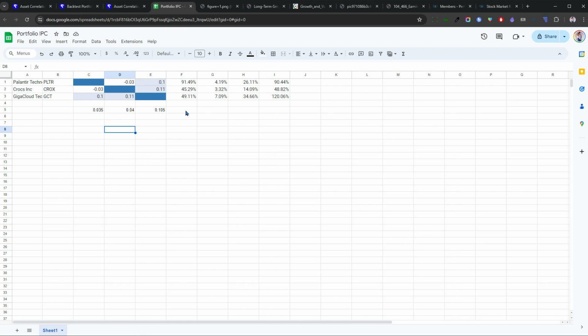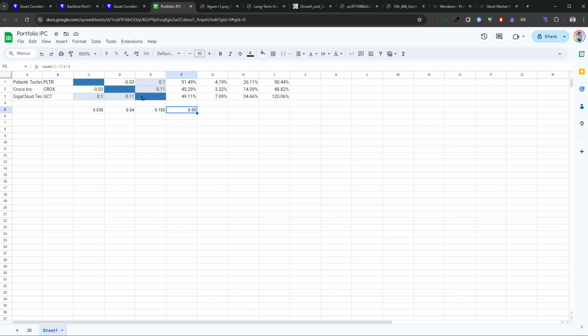And then to work out the portfolio IPC, again, we'll just do another formula equals sum, grab those 3 values, close it off, divided by 3. And so the portfolio IPC, even though this is really a small portfolio right now with 3 stocks, the portfolio IPC is 6%, which is really good. The closer to 0, the better.